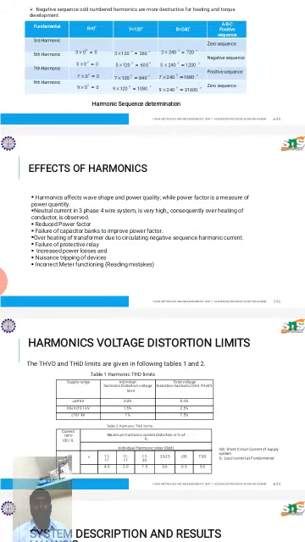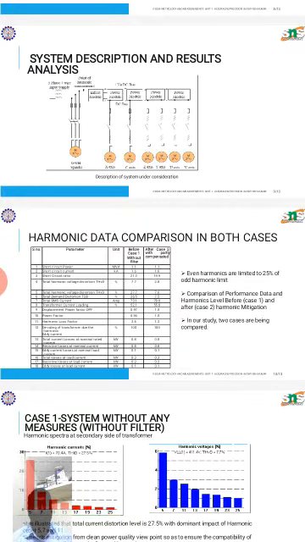See this one. Next one, harmonic data comparison in both cases. Below, the even harmonics are limited to 25% of the odd harmonic limit. Comparison of performance data and harmonic levels before case 1 and case 2.